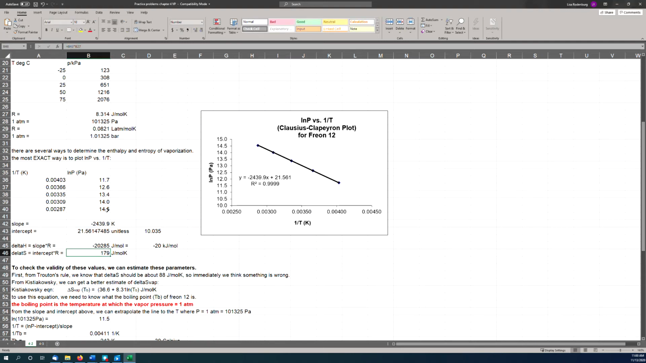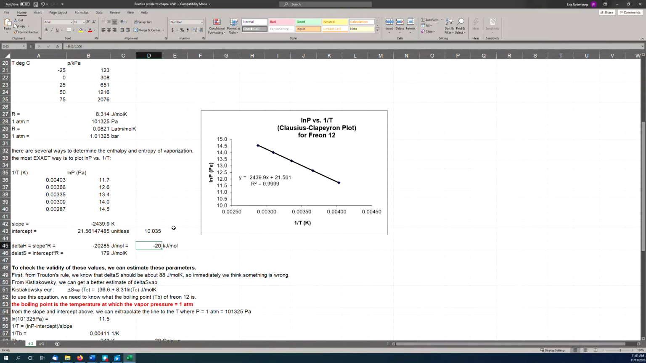So when I multiply one by the other, I get about 20,000. That would be in joules per mole, and if I want to do that in kilojoules per mole, I just divide by 1,000 here, and I get about 20 kilojoules per mole. Now, don't worry too much about the sign, right? The sign is just asking the question, are you vaporizing or are you condensing? It doesn't really matter. It's still 20 kilojoules per mole. It's just a question of the energy going in or coming out of the system.